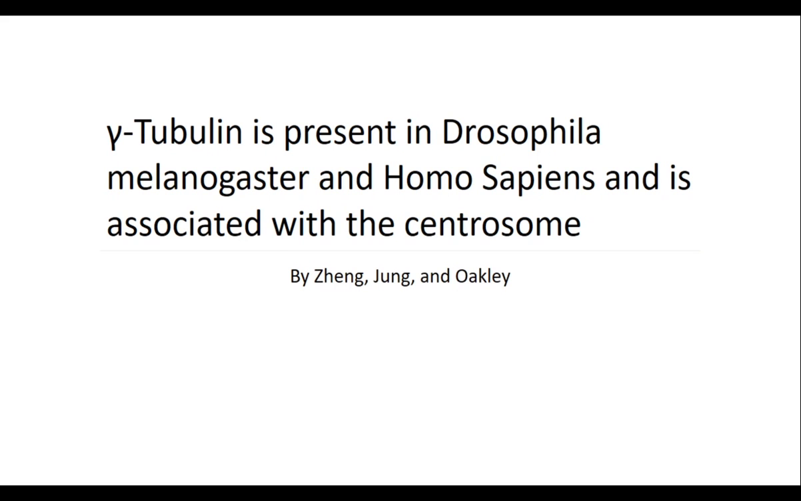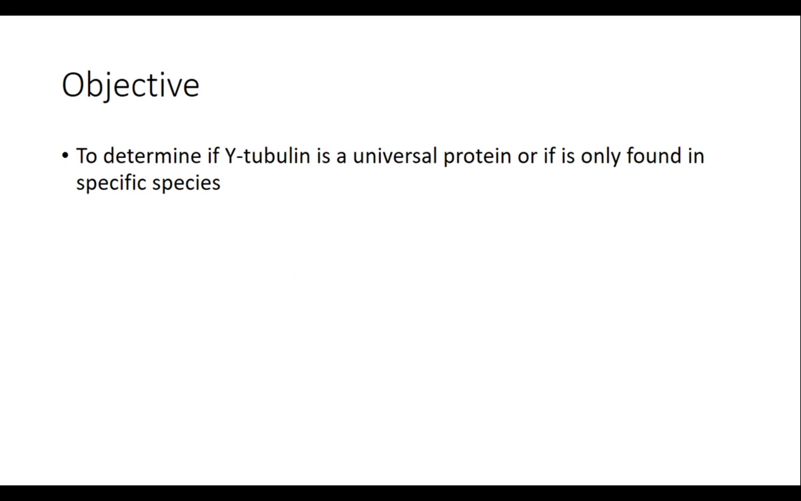All right, so today we're looking at the experiment "Gamma tubulin is present in Drosophila melanogaster and Homo sapiens and is associated with the centrosome." This was done by Zhang, Zheng, and Oakley. The objective of their experiment was to determine if gamma tubulin is a universal protein, meaning that it's found in many different species, or if it only is found in specific species.